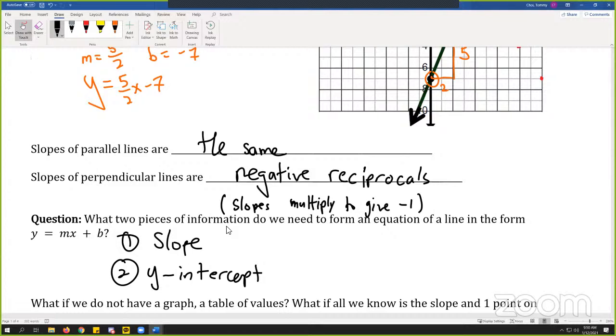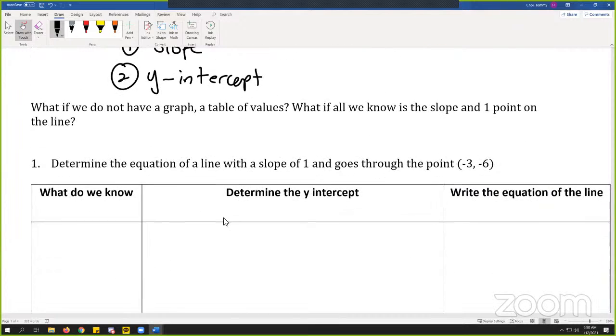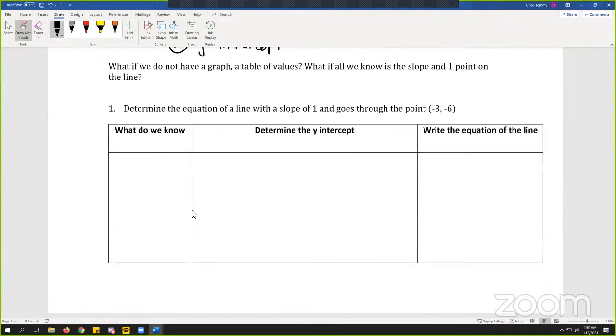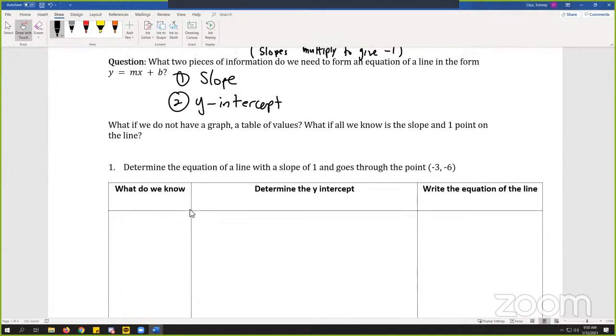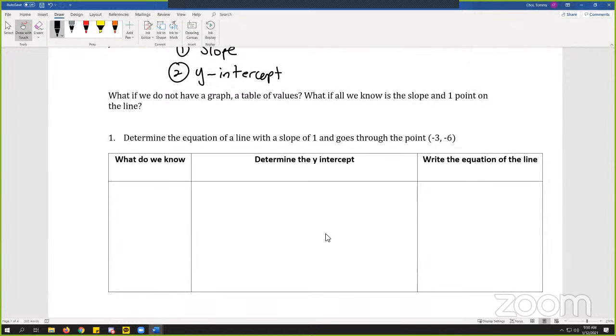So you're always going to be asking yourself, do I have the slope? Do I have the y-intercept? That's the important part here. Okay, do I have the slope? Do I have the y-intercept? So when we go here, let's go over 2 different ways we can kind of solve this question. So if we don't have a graph or a table of values, what if we only know the slope and the point of the line? So let's figure out what we have here.